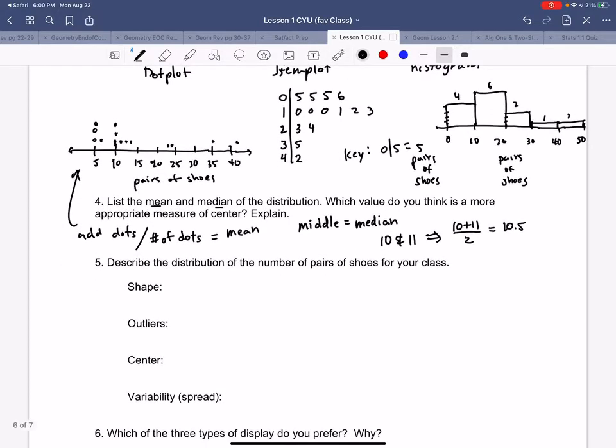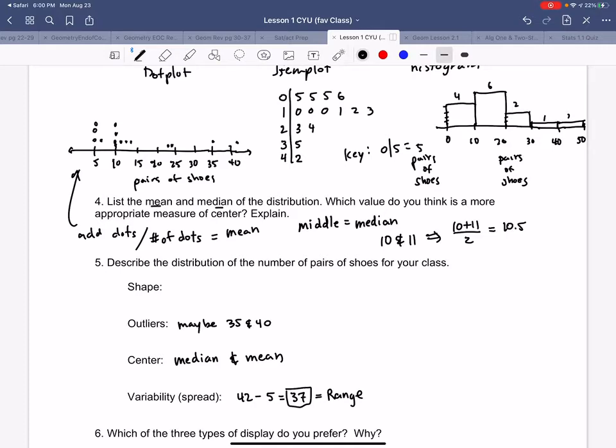Now, to describe the shape, outliers, and center, if I look at my data, this data looks like maybe 35 and 40 are outliers. My center is my median and my mean. Then my spread: it looks like the highest was 42 and the lowest was 5. So one measure of spread would be what's called my range. So my students ranged from 37 pairs of shoes.